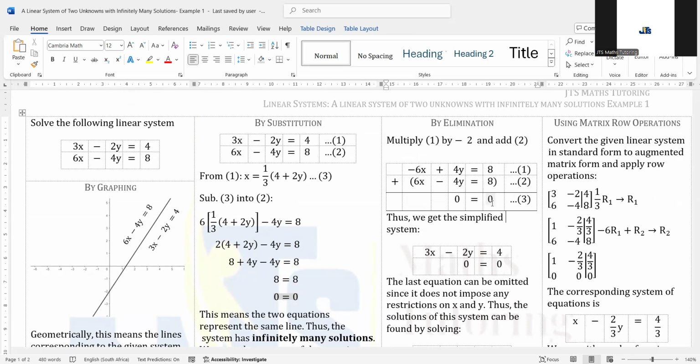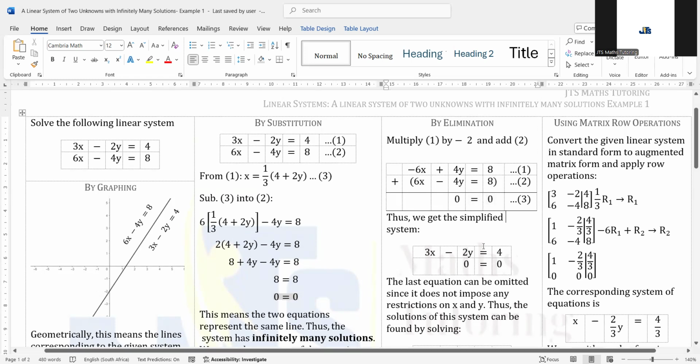Remember, when we talk of a system being consistent, it means it has exactly one solution or infinitely what? Many solutions. All right, so you can see from what we have here that this does not impose any restrictions on the given variable, so we can actually do away with it. And then we are only going to be left with this, which is exactly the very first equation that we had.